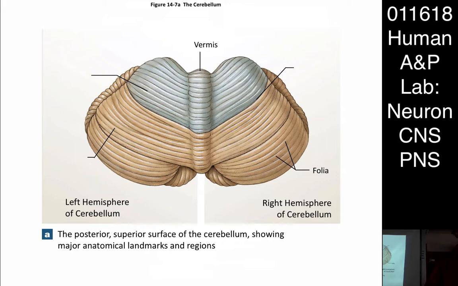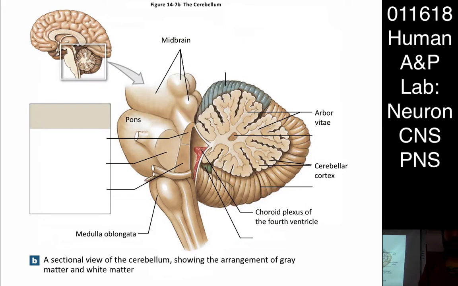Leaf. Yeah, it means leaf. And we'll see why. If you look at a hemisection of the cerebellum, we have white and gray matter. And the white matter forms this tree-like depiction, which the anatomists called arbor vitae, the tree of life.